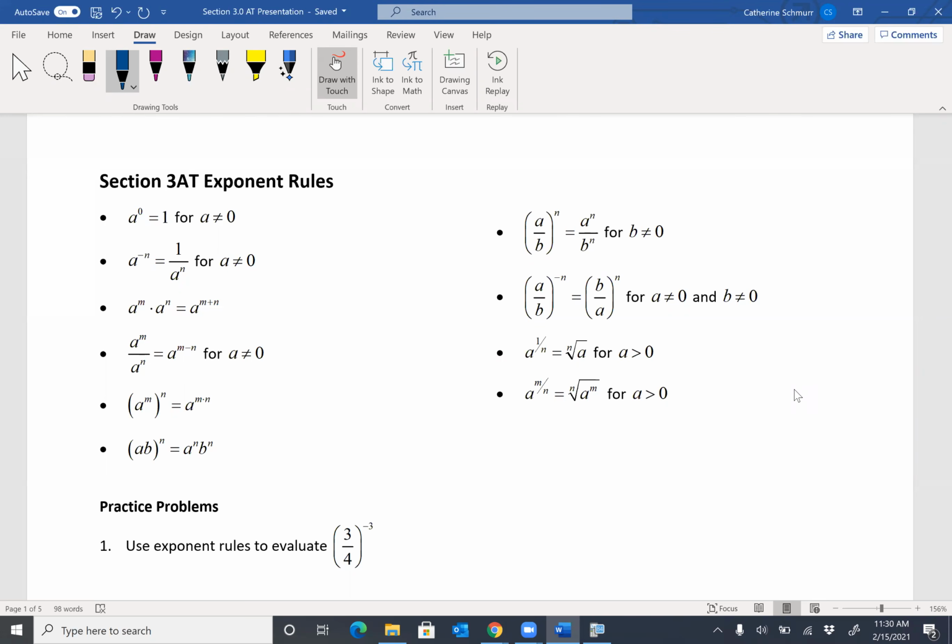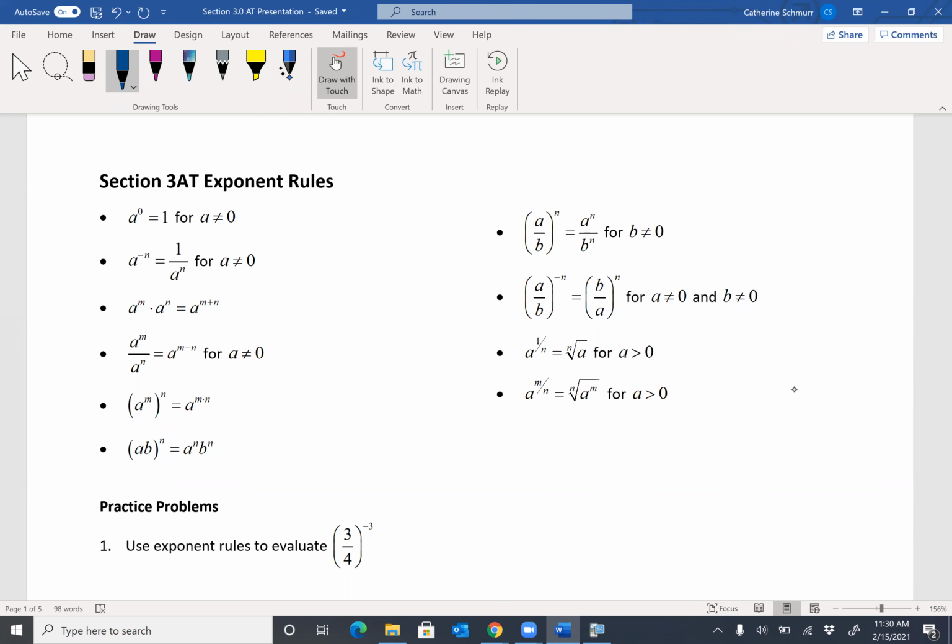A to the negative n equals 1 over a to the n, as long as a is not 0. A to the m times a to the n equals a to the m plus n. A to the m over a to the n equals a to the m minus n, as long as a is not 0. A to the m all raised to the nth power is a to the m times n.